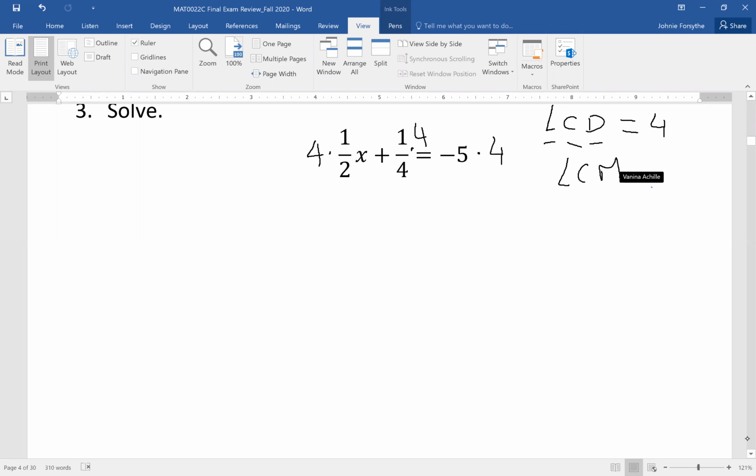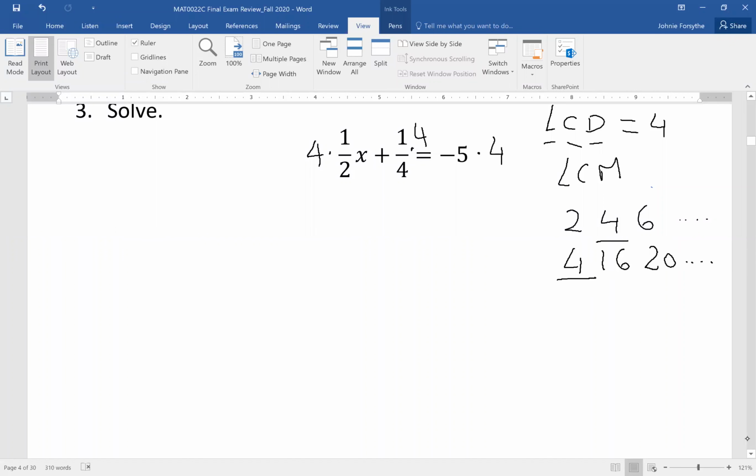So the multiples of 2 are 2, 4, 6, and so on and so forth. And the multiples of 4 are 4, 16, 20, and so on and so forth. Basically, on the first one, I was just adding 2 more to get the multiples. And on the second one, I was just adding 4 more. So the least common multiple between these two is 4.